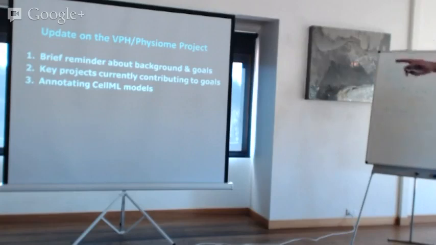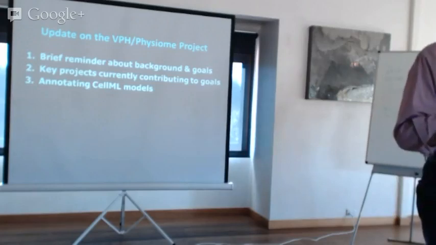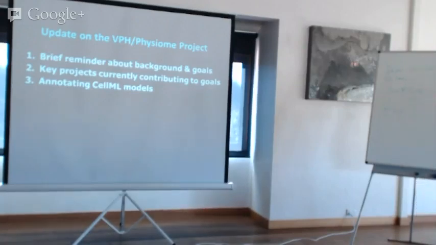But I mainly want to concentrate on the last one, which is annotating CellML models, because I think the biggest deficiency in CellML at the moment is the lack of annotations for the variables. We've got all the people in this room to make some decisions about how we should be doing the annotation. And by the end of tomorrow, I'd really like us to have a clear plan and begin the process of bringing all the models in the repository up to the same level of annotation as the other communities.